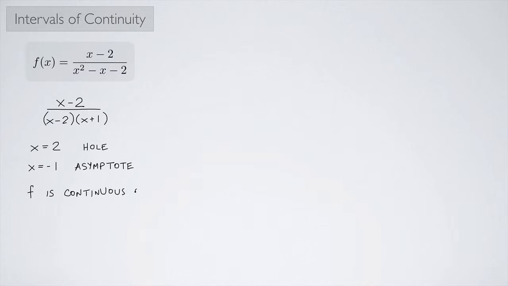So f is continuous on, starting from the left, negative infinity up to negative 1, not including negative 1. And it's also continuous on the interval from negative 1 up to 2, not including the negative 1 or the 2. And finally, it would be continuous from 2 off to infinity. We can verify this graphically.